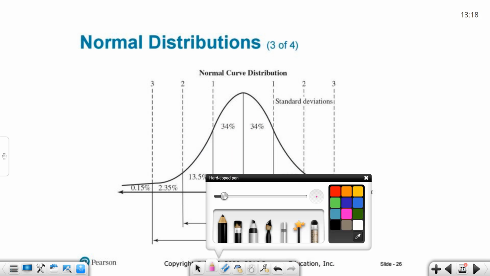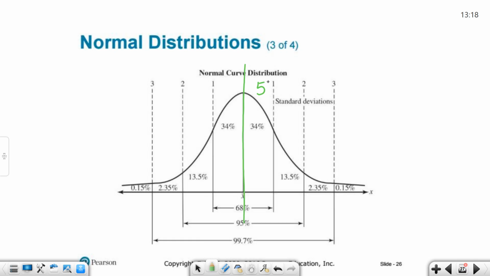Another thing that I'll show you is the mean divides the data in half. So that means there's 50% above and 50% below. Okay, so that's another thing to notice. If I just looked at this part, that's 34. If I look from here to here, that's 34 plus 13.5, which would be 47.5. And if I look from here to here, it would be 47.5 plus 2.35, which would be 49.85, which would leave you with 0.15 on the end.